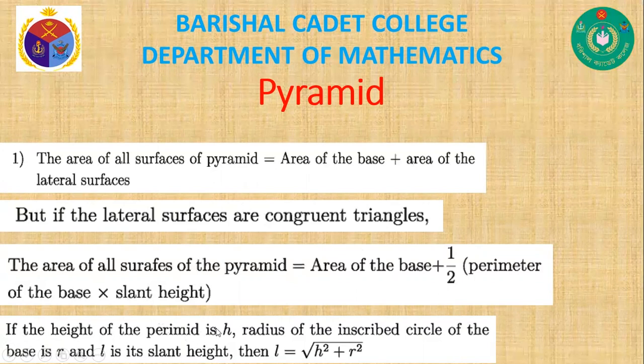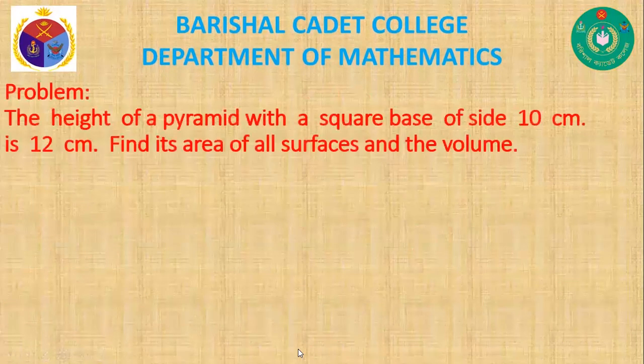If the height of the pyramid is h, the radius of the inscribed circle of the base is r, and L is the slant height, then that L will be root over h square plus r square.